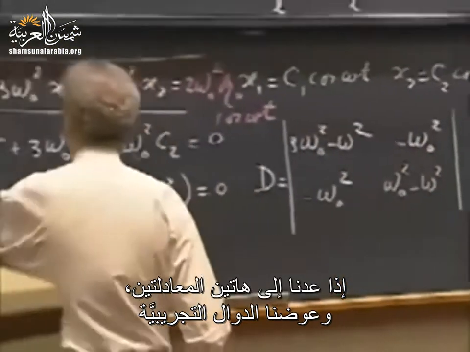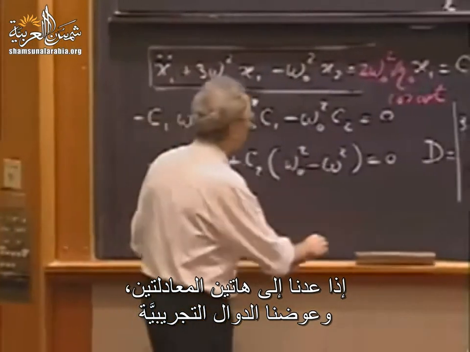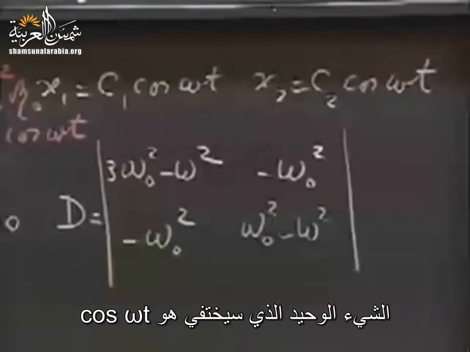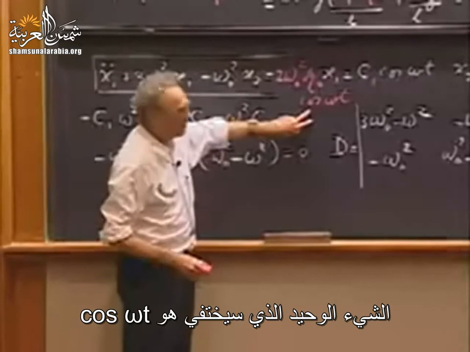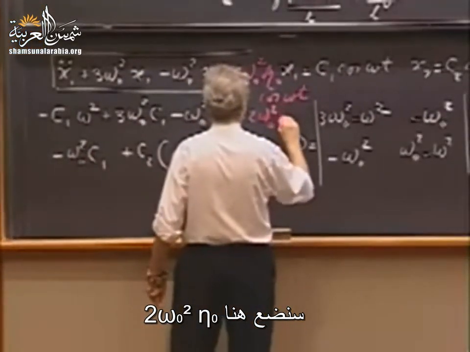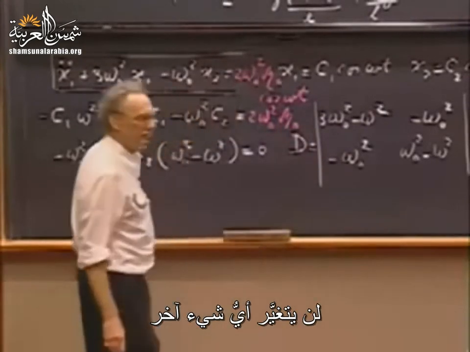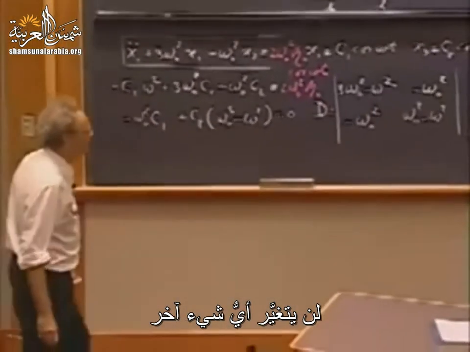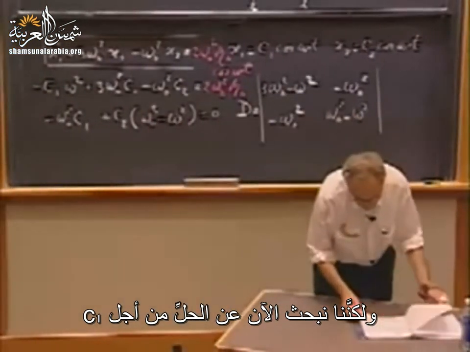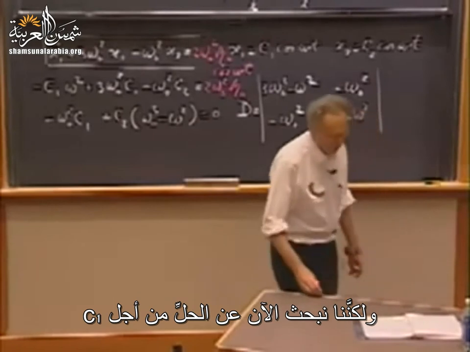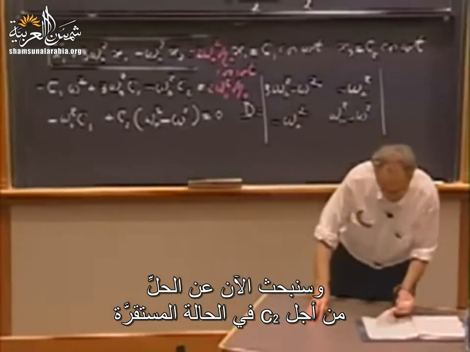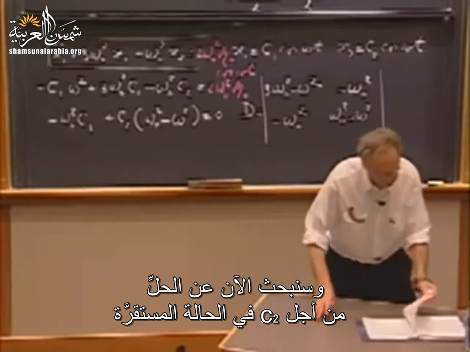So if we want to go back now to these two equations, what changes here, since we have put in this trial function, the only thing that disappears is this cosine omega t. So we end up here with 2 omega 0 squared times eta 0. And nothing else changes. But now, we're looking at our solution for C1, and we're going to look at our solution for C2 in steady state.